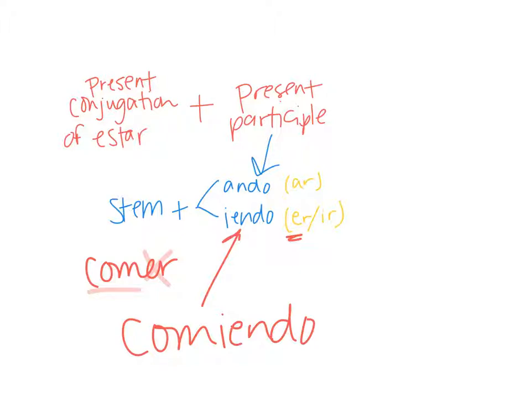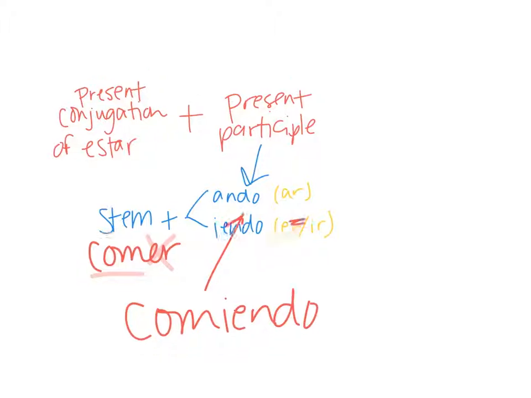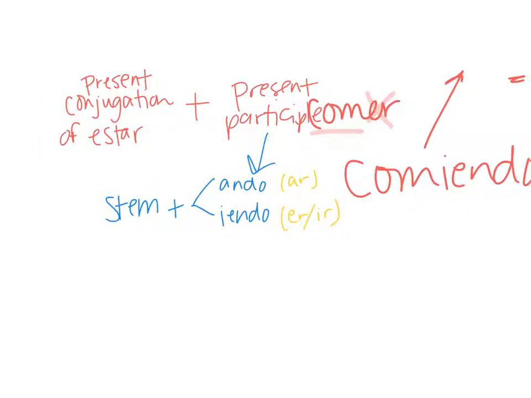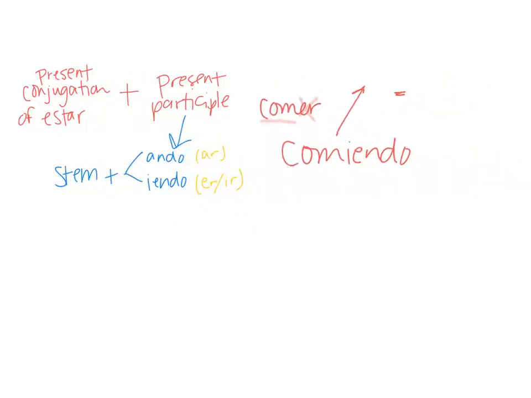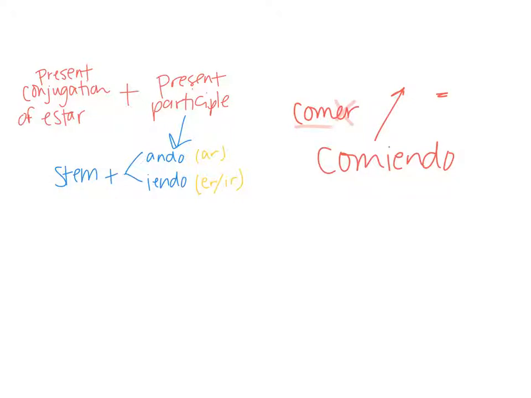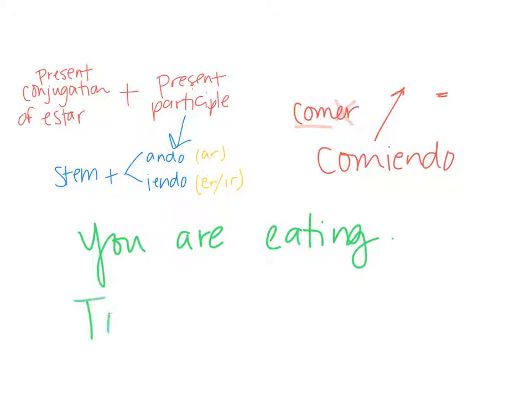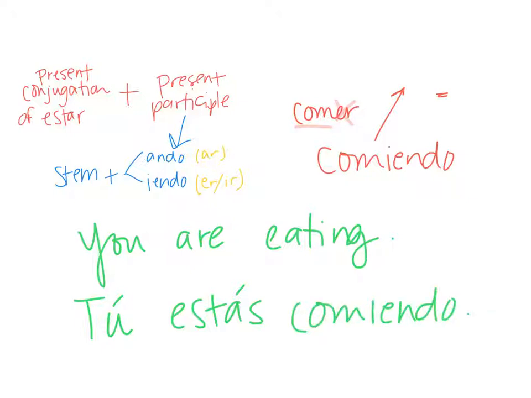So if I wanted to say, for example, oops, didn't mean to do that. Let me fix this. There we go. So if I wanted to say, you are eating, it would be tú, and then the present conjugation of estar for tú, which is estás, and the present participle, which is comiendo. Alright, we're going to look at a couple more examples because this page is just kind of a mess right now.